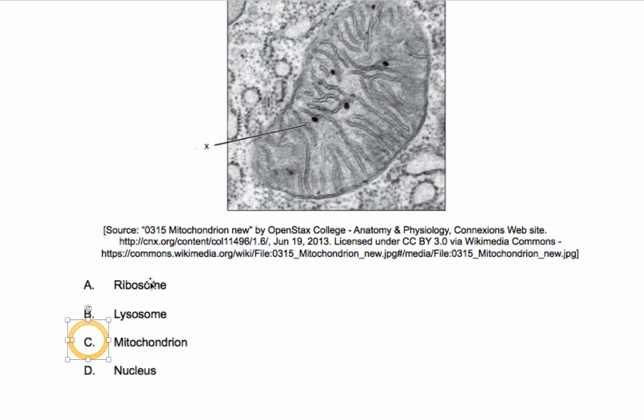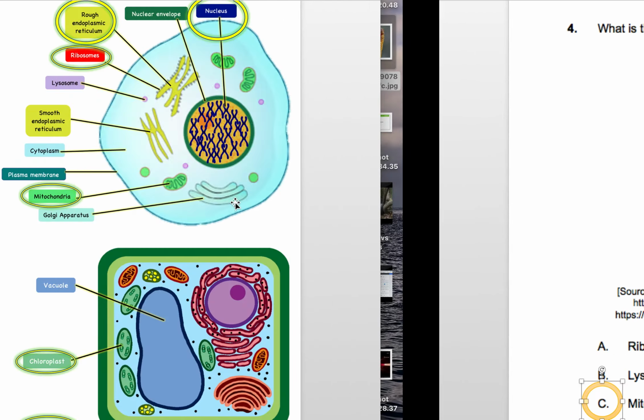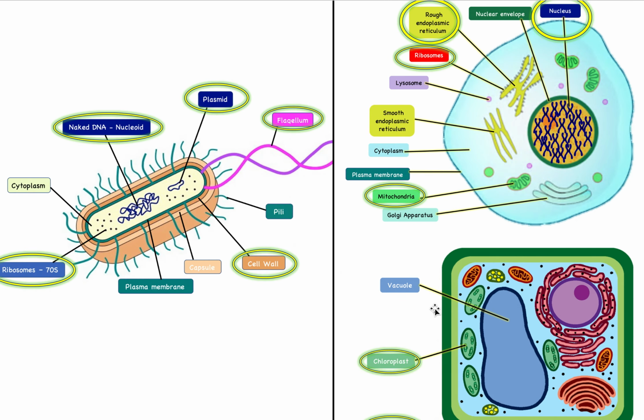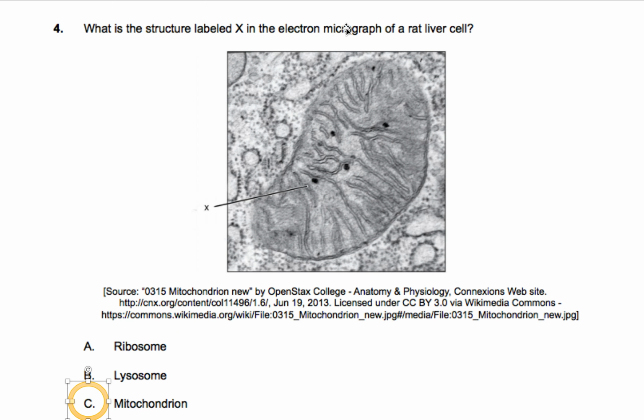It's not a ribosome because a ribosome would be really tiny dots. This is not a tiny dot. A ribosome would look like this. If this is a mitochondria, this is a ribosome. It's a really small dot. You can barely see it properly next to a mitochondria. You almost can't see it with an electron micrograph.